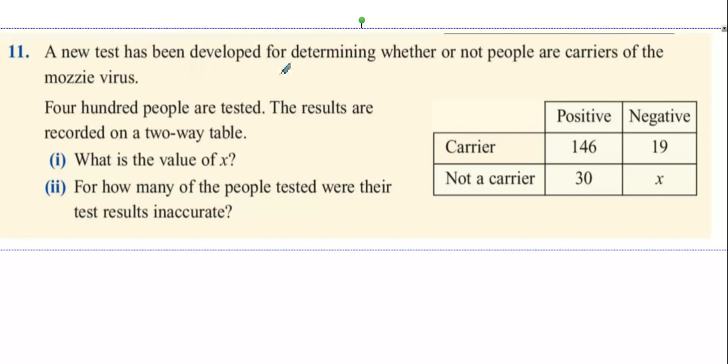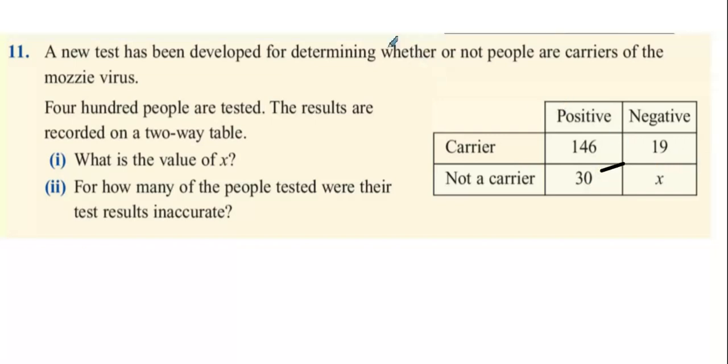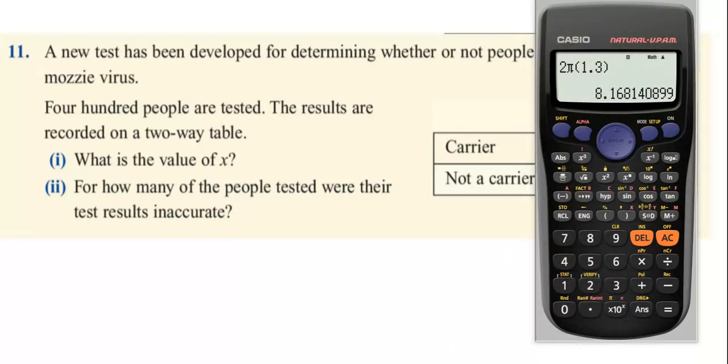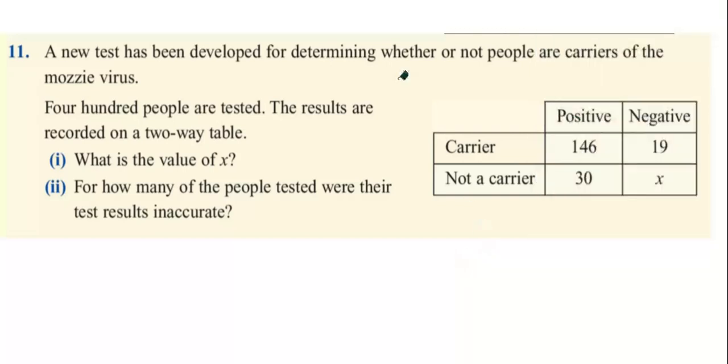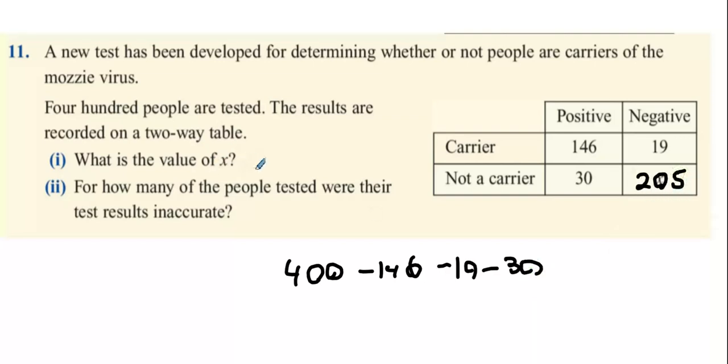This one. A new test has been developed to determine whether or not people are carriers of the mosquito virus. 400 people are tested and the results are recorded on a two-way table. What is the value of X? Positive, not a carrier. Negative, not a carrier. What is going on here? I think we have to add them all up and take them away from 400 people. Anybody want to do that quickly for me? 400 take away 146, take away 19. 205.